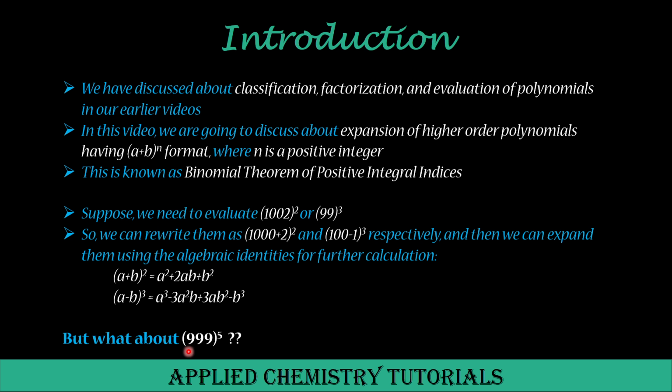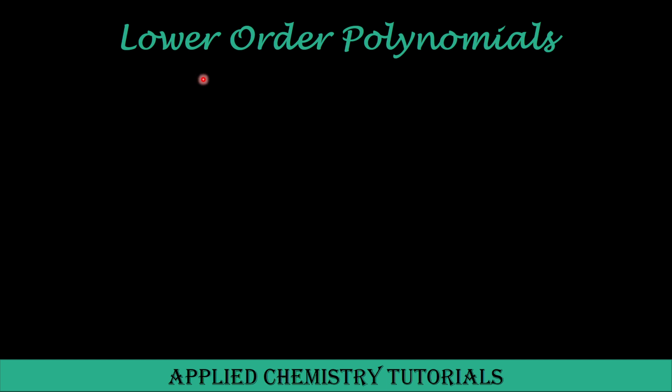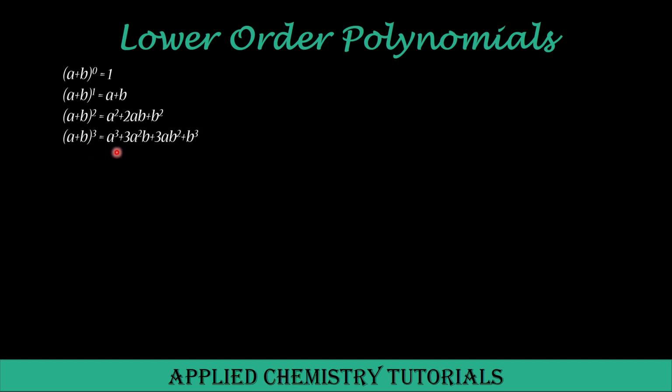But what about 999 to the power 5? For this we need to know about binomial theorem. So let's discuss the lower order polynomials first. We know that (a + b)^0 = 1. (a + b)^1 = a + b. (a + b)^2, we have learned, equals a^2 + 2ab + b^2. Similarly, (a + b)^3 = a^3 + 3a^2b + 3ab^2 + b^3.